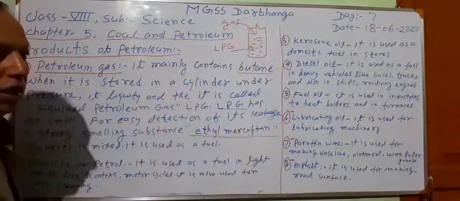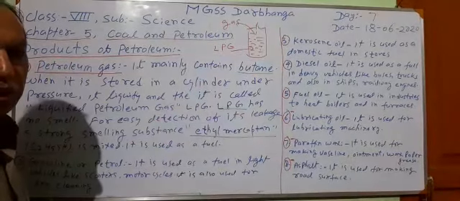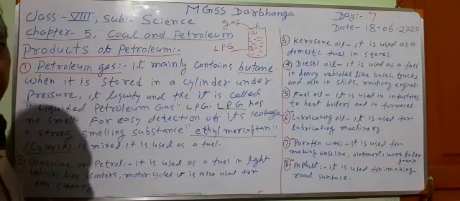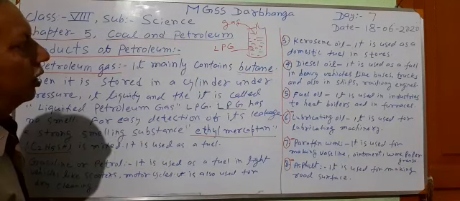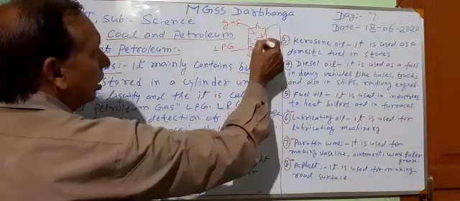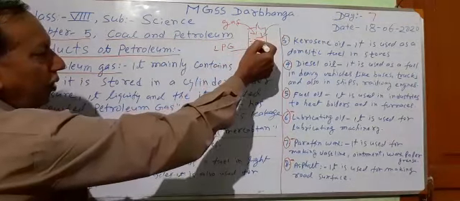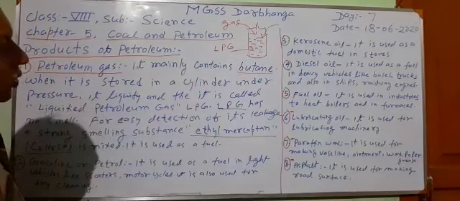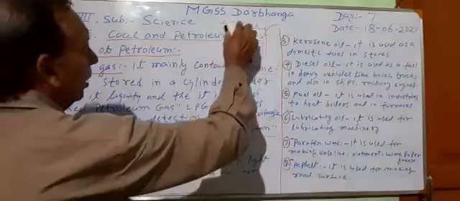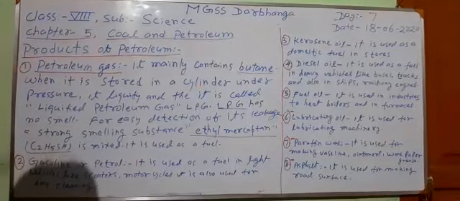LPG has no smell. It is a household fuel, commonly used for domestic purposes. If there is any leakage, it cannot be detected because it has no smell. For easy detection, a smelling substance, ethyl mercaptan, is mixed in the LPG. When gas leaks, due to the smell of the ethyl mercaptan, we feel a smell. So this is not a new thing. LPG, petroleum gas, has no smell, and whatever smell it has, that is the smell of ethyl mercaptan.